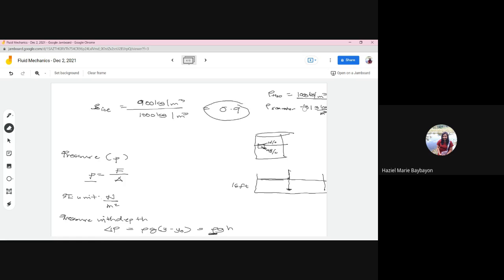Let me just erase this one. Okay, so it's 1026. So the difference is small. 1026 compared to that of water. Okay?